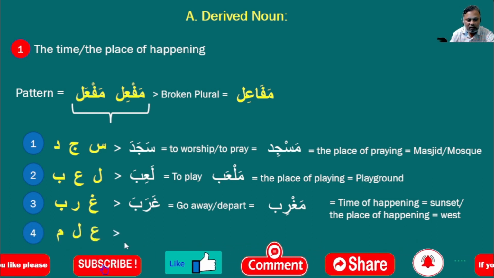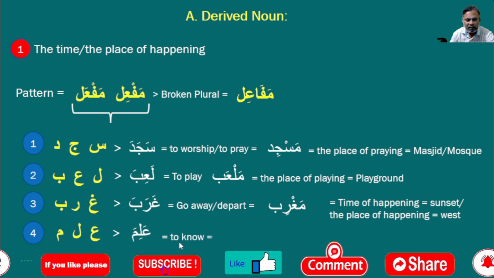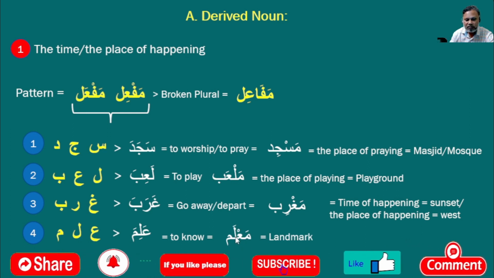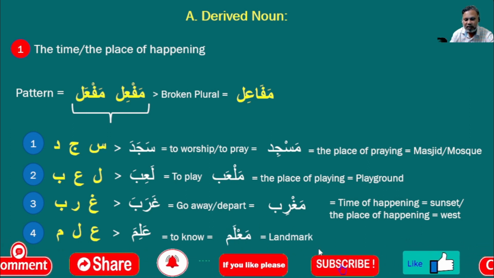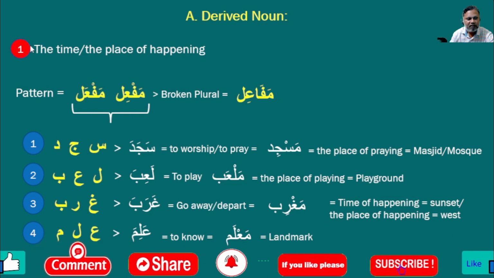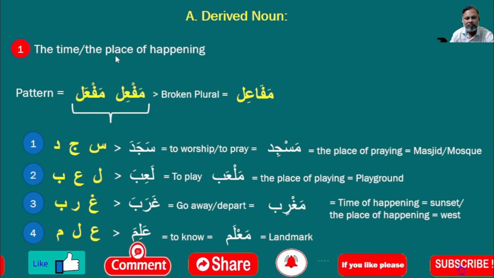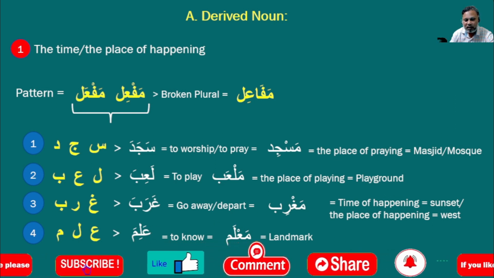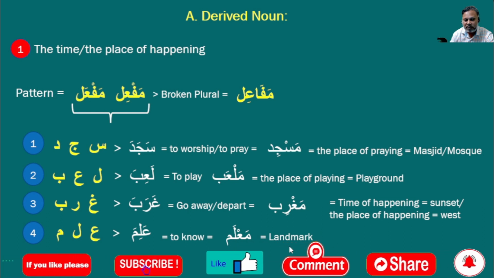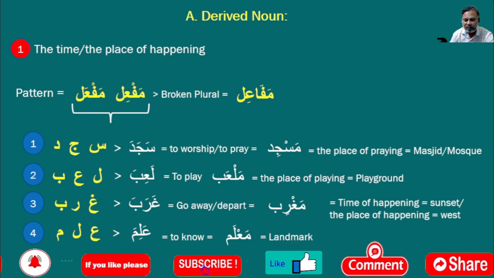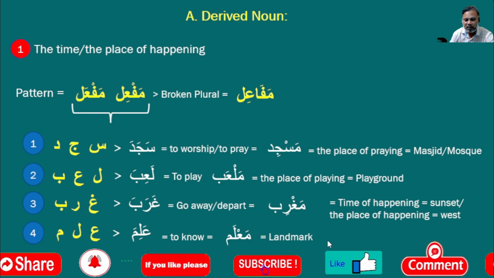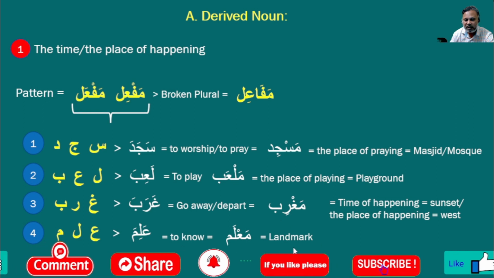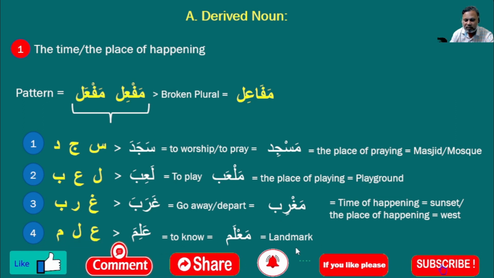Like number 4, ain, lam and mim, we can have the verb alima, which means to know. And ma'lamun means landmark. Landmark is a place under the category of time or place of happening. Alima means to know, and ma'lamun means landmark. Landmark is the place from where we can know something. If we go to the landmark, the thing that has been named or defined as a landmark, people can go there to know something.